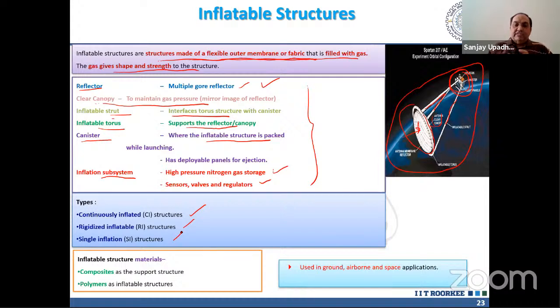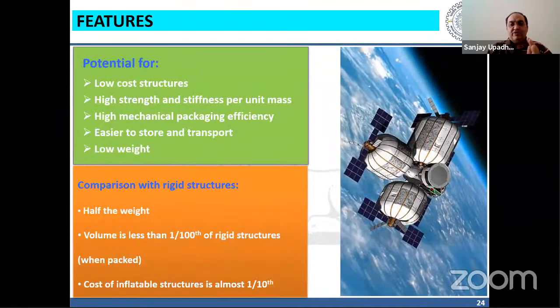The inflatable structure material is a composite as the support structure and a polymer as the inflatable structure. It is used in ground, airborne, and space applications. So these are the most important parts of inflatable structures. And why is it required? If we compare, what are the potentials of inflatable structures?